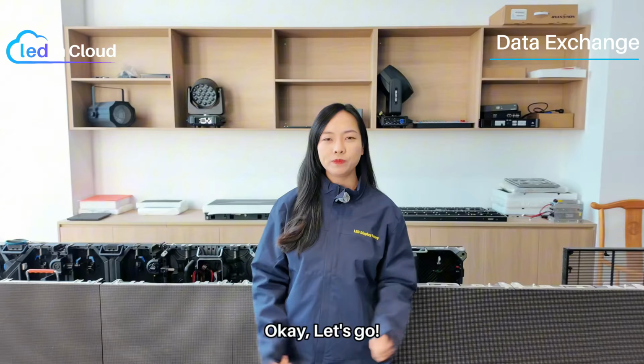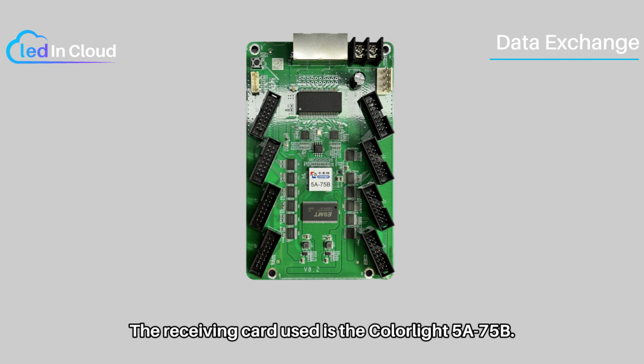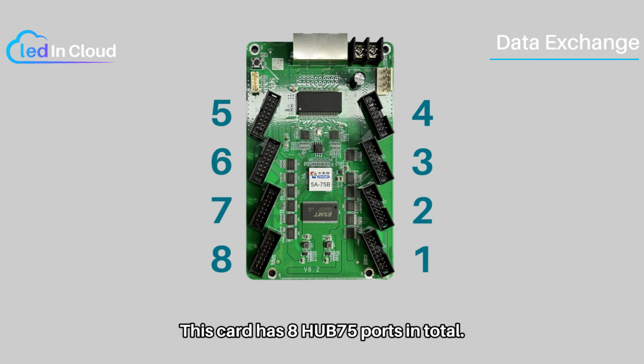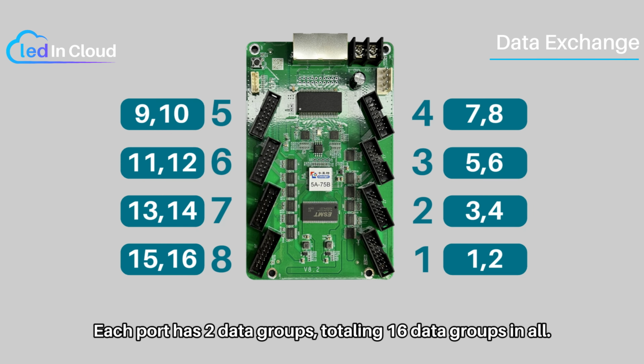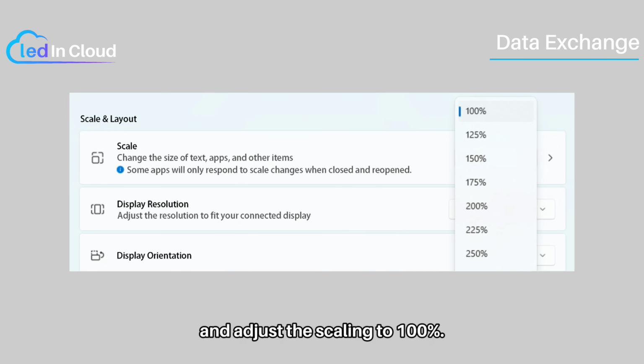Okay, let's go. The modules used are standard P2.5 modules. The receiving card used is the Colorlight 5A75B. This card has 8 hub75 ports in total. Each port has 2 data groups, totaling 16 data groups in all. Before operation, set the computer to duplicate display mode and adjust the scaling to 100%.